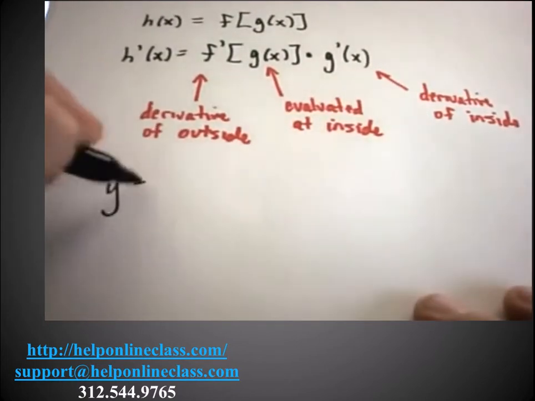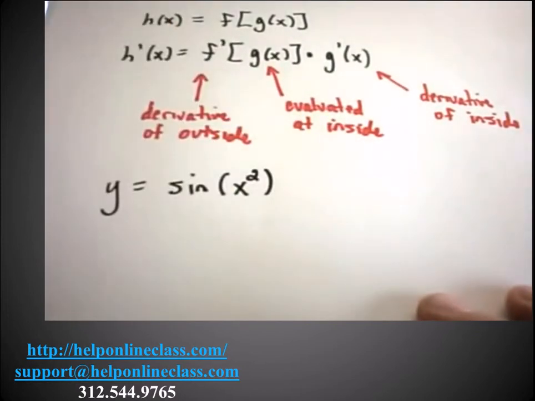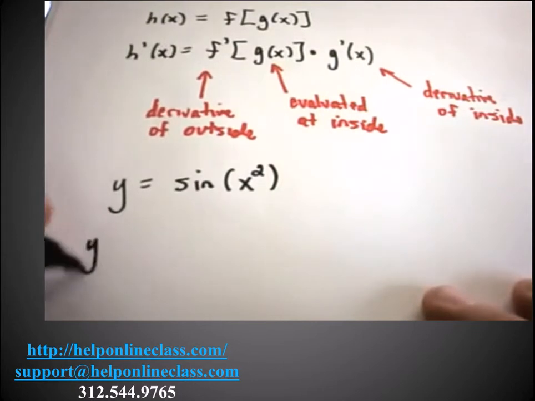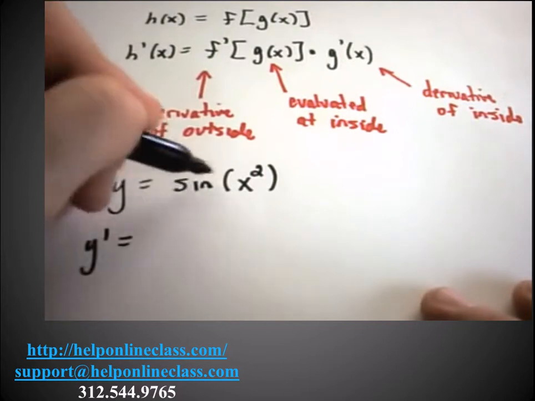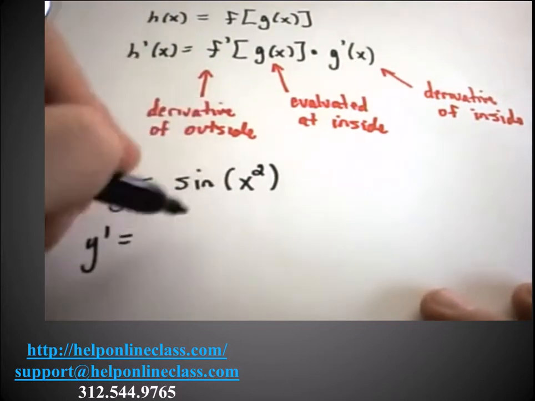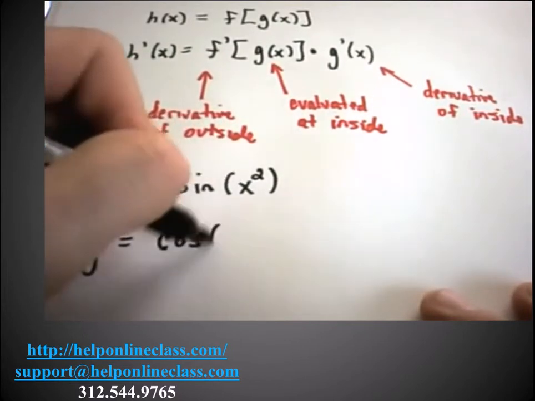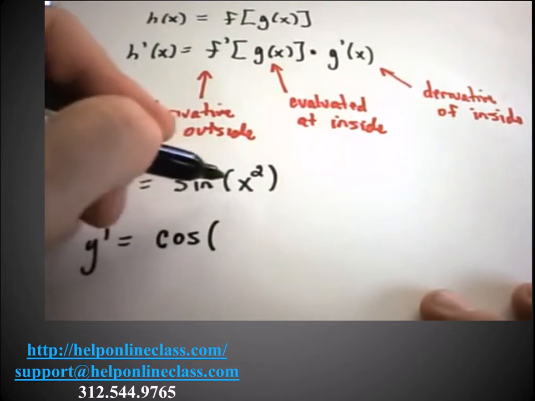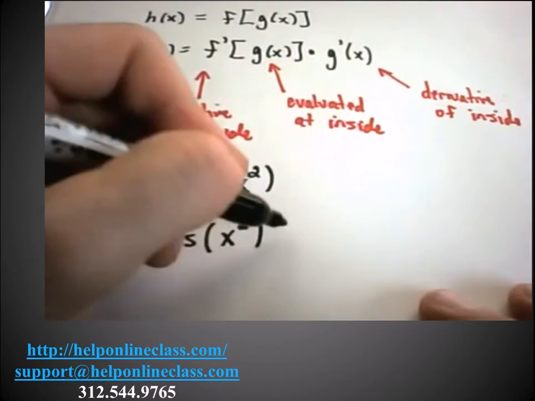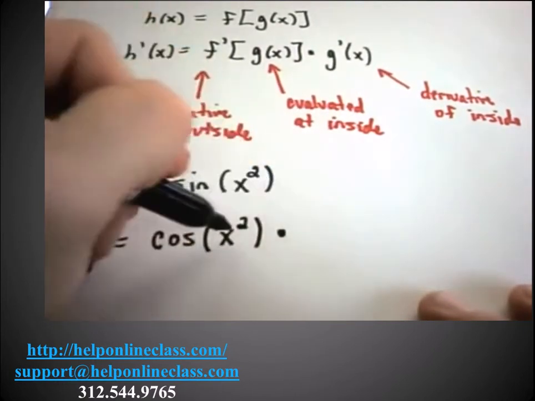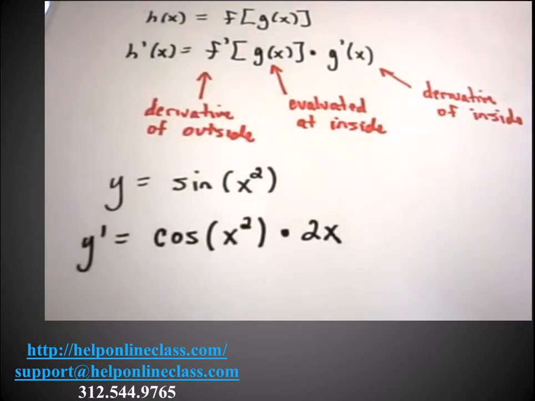So suppose we have the function y equals, let's say, sine of x squared, and we want to take the derivative of this. Well, the outside function in this case is the sine function, and the derivative of sine is cosine. If it was sine of x, we would get cosine of x, but instead of sine of x, we have sine of x squared. So the derivative is going to be cosine of x squared, and this is where we have to multiply it by the derivative of the inside part. So we'll multiply this by our 2x.